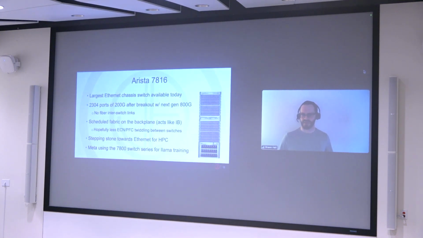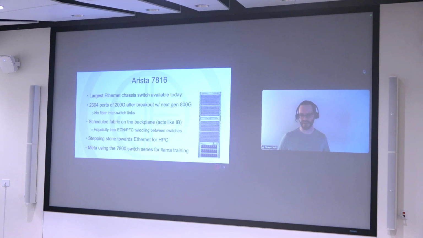So a little bit more on the Arista side, there's this switch called the 7816. It's the largest Ethernet chassis switch you can get. In case you couldn't tell already, we have a large interest in director class switches for those reasons I talked about with inter-switch links. And with the 7816, once you get into the 800 gig generation of Ethernet coming out, you'd be able to split that 800 gig switch into 2300 ports of 200 gig, which for us, if you wanted to do like for like, you're actually gaining 700 ports over one of those Mellanox switches.